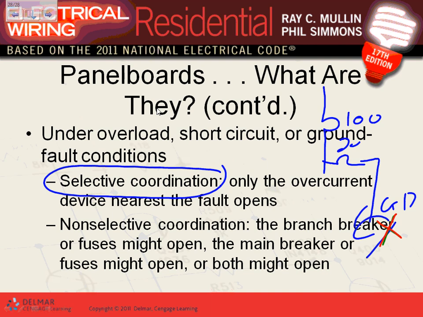If you have a short circuit in the garbage disposal, which one should trip first from this panel? The 20 amp, right? That 20 amp circuit breaker has to trip first. That's what we call selective coordination. Non-selective coordination is when the 100 amp trips every time the garbage disposal has a problem. That's non-selective. Now, I hope you agree with me that non-selective is bad for you, right?